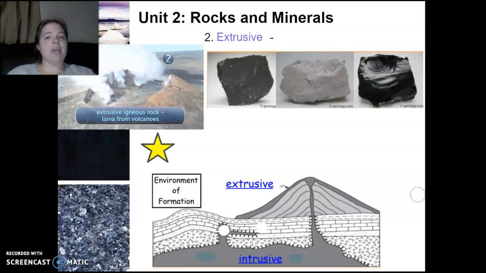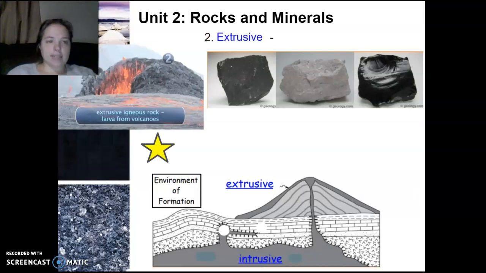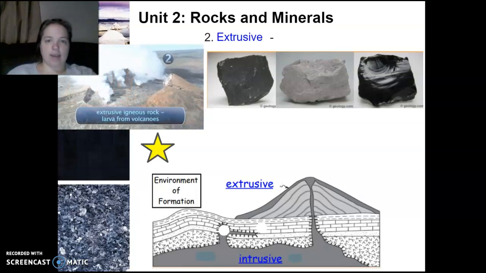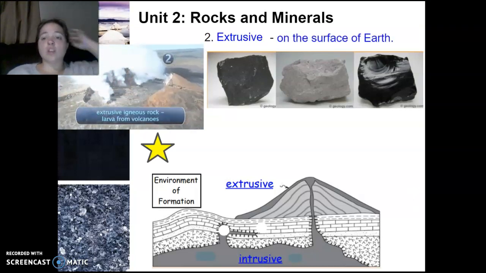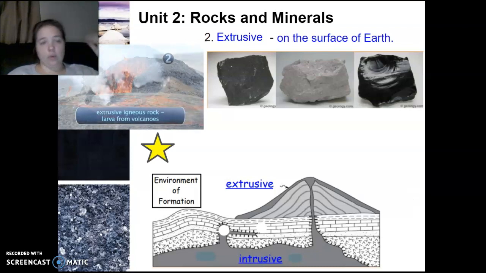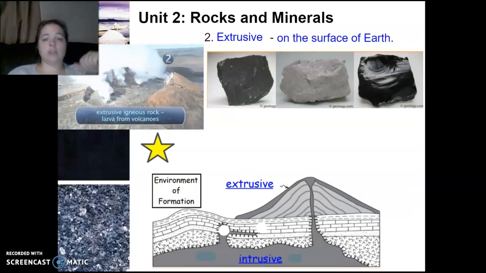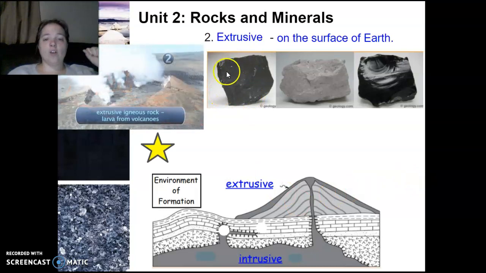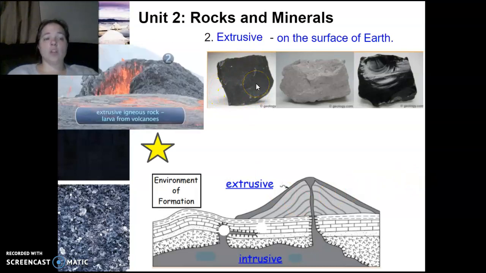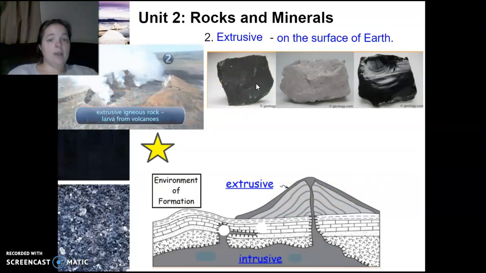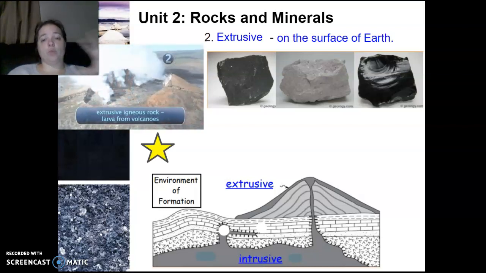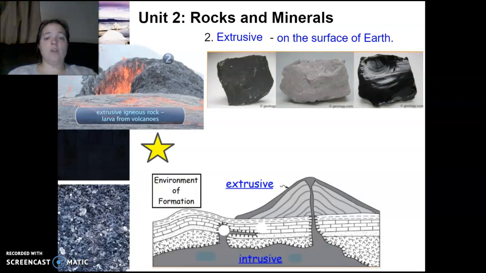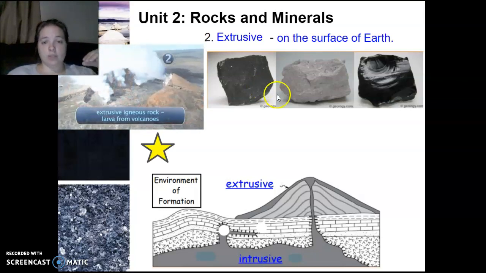The next one is going to be extrusive: exit, going outside. It cools on the surface of the earth or in the ocean, depending, semantics. So looking here, you have basalt. That is what the seafloor is covered with because of, we'll get to it, but the ridge in the middle forms new stuff, and that's typically basalt.